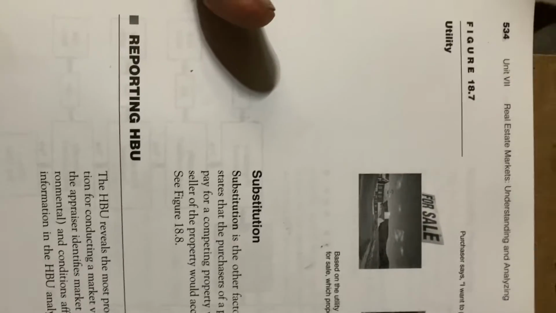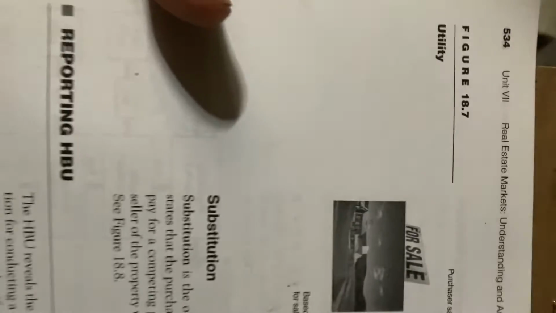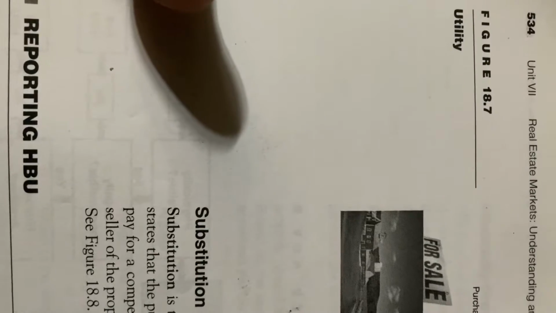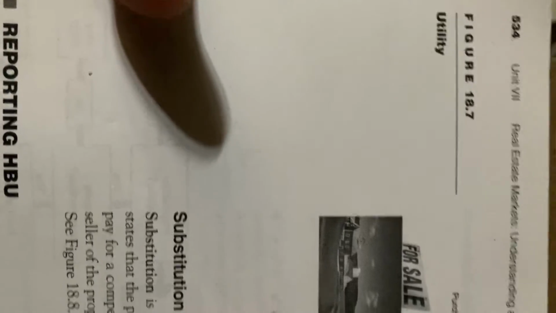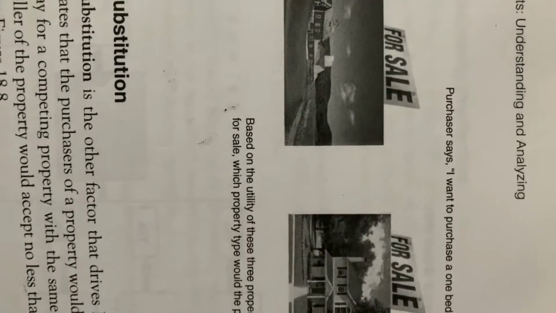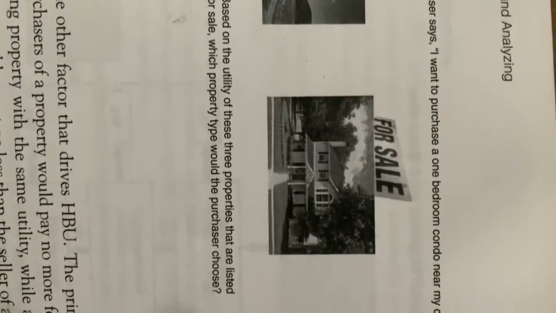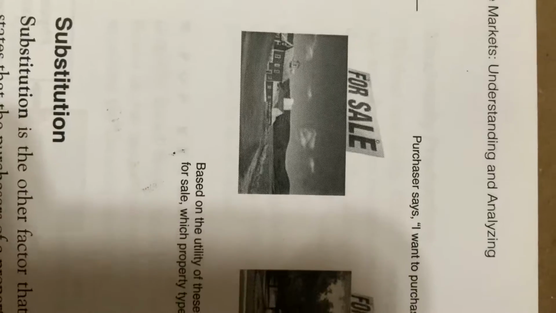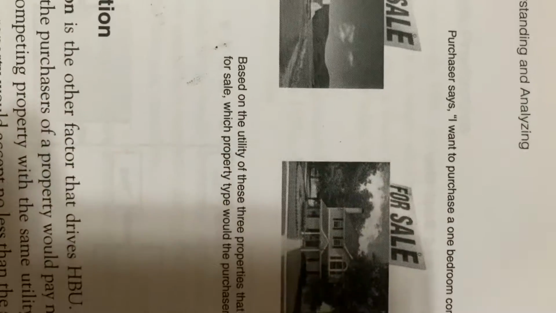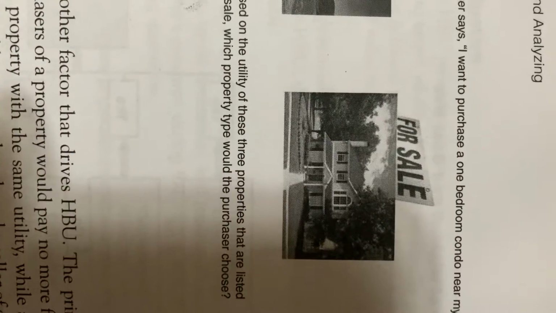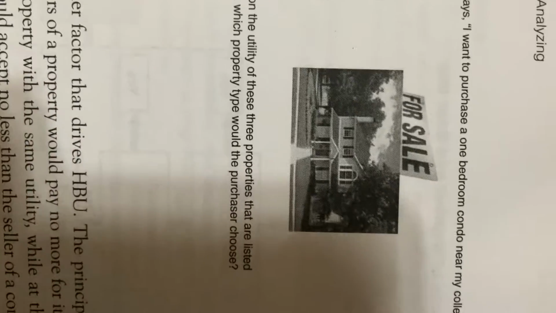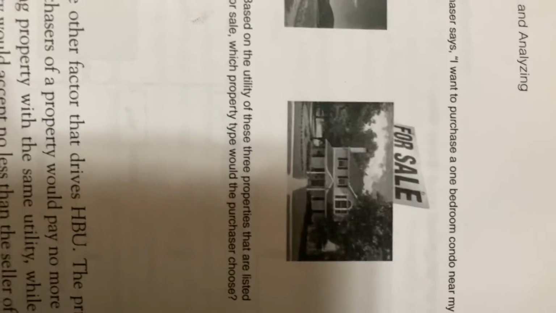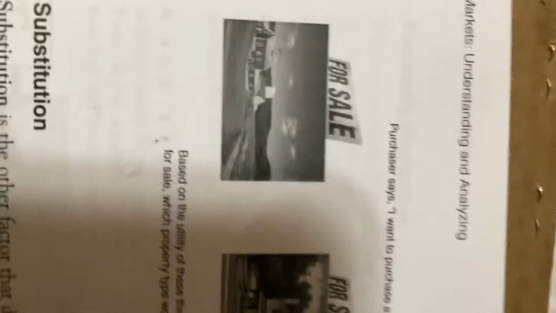Basic Appraisal Principles, page 534. Figure 18.7, Utility. Purchaser says, I want to purchase a one-bedroom condo near my college. Based on the utility of these three properties that are listed for sale, which property type would the purchaser choose?